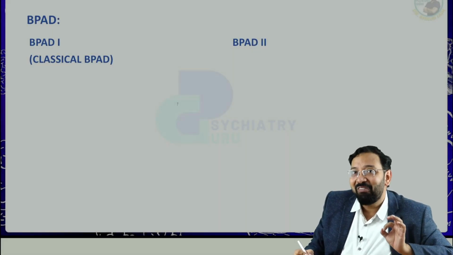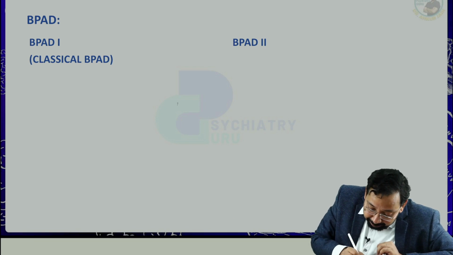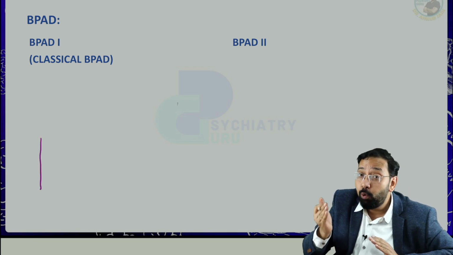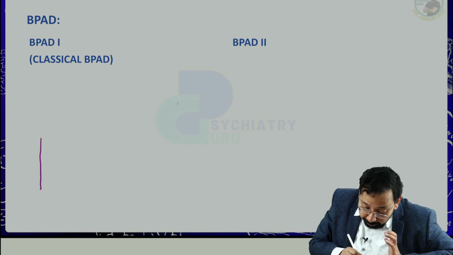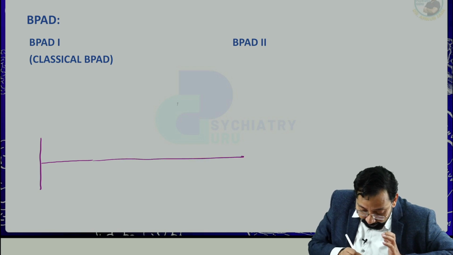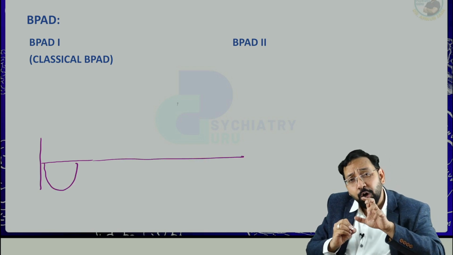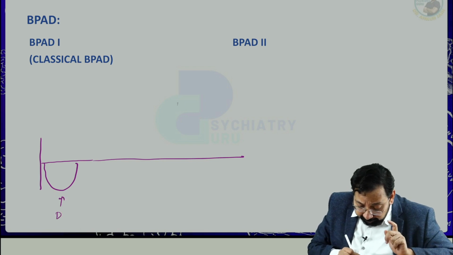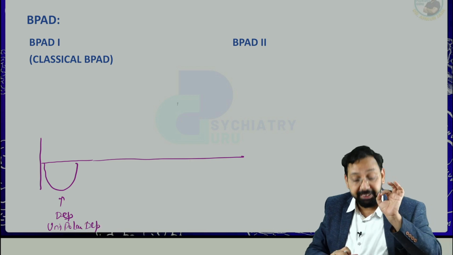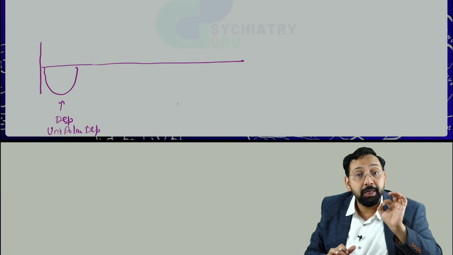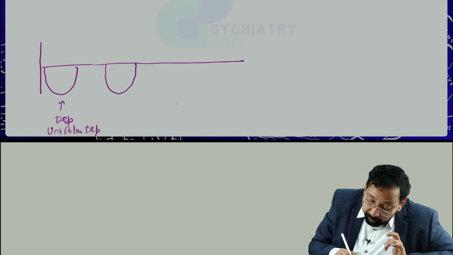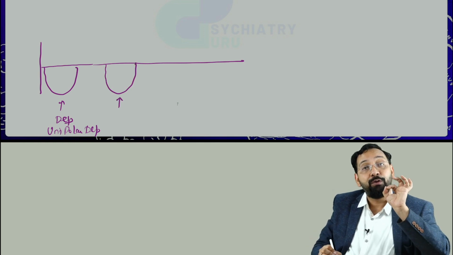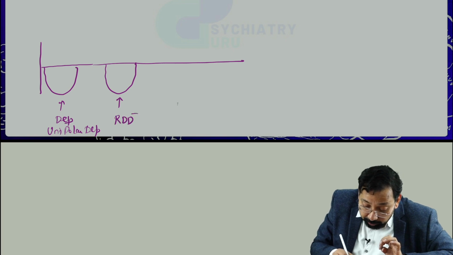BPAD, bipolar affective disorder. BPAD means both poles are affected, the happy pole and the sad pole, meaning the patient has both depression and mania. Let me simplify. Suppose a patient came to you having depression. All the criteria of depression are fulfilled, so you will say this is depression, or unipolar depression. Another name is major depressive disorder. Now this patient came to you again having depressive symptoms, criteria fulfilled, so you will say this is recurrent depressive disorder.